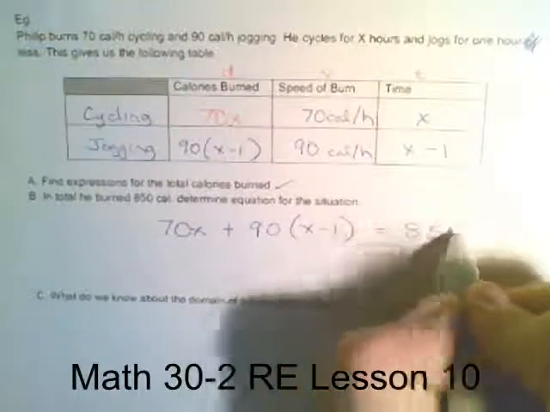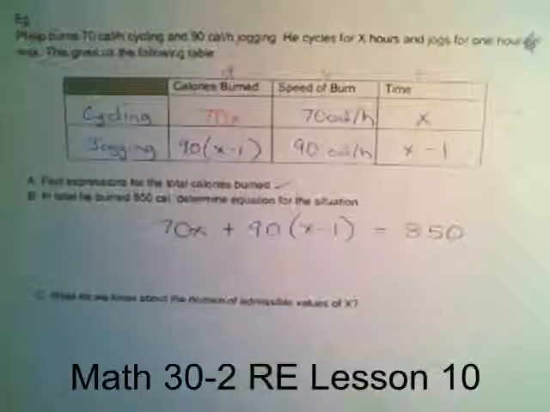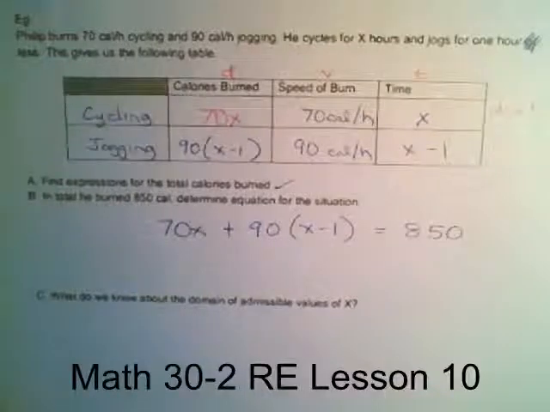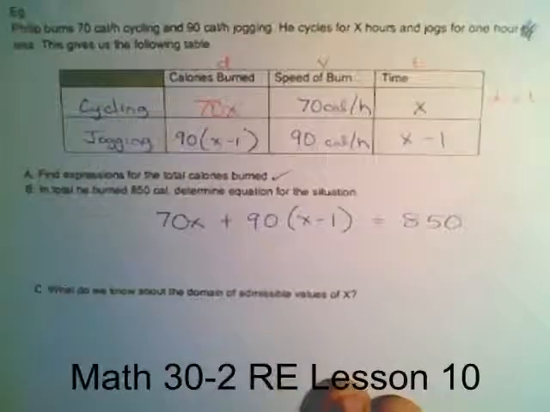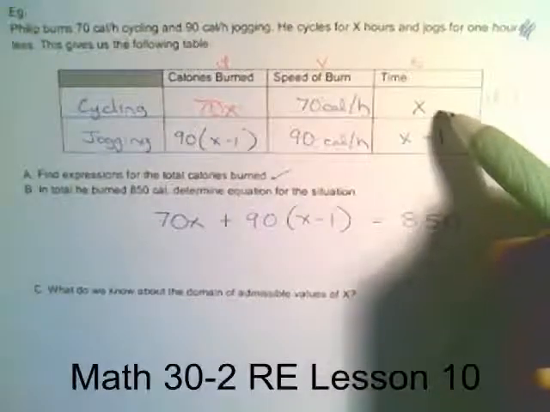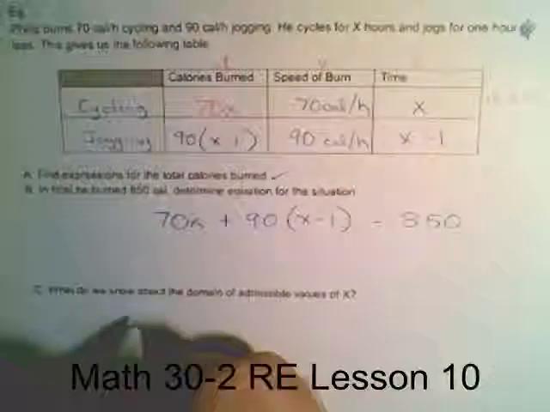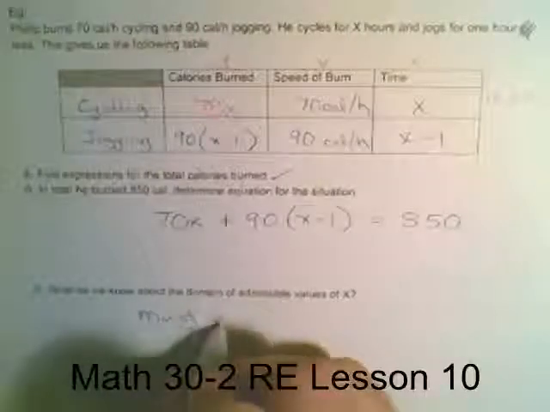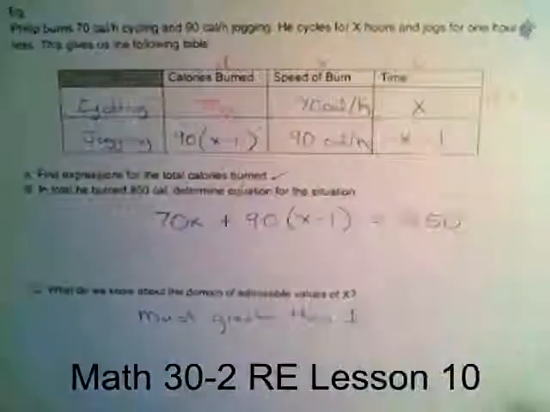So when I'm looking at the expressions for the total calories burned, 70x and 90 times x minus 1. In total, he burned 850 calories. So this amount of calories plus this amount of calories has to be 850. So 70x, plus the 90 times x minus 1 has to give me the total calories. So I get 850. This doesn't look like a rational expression. It's over 1, so you could kind of make a case for that. But nonetheless, this is the equation that results.